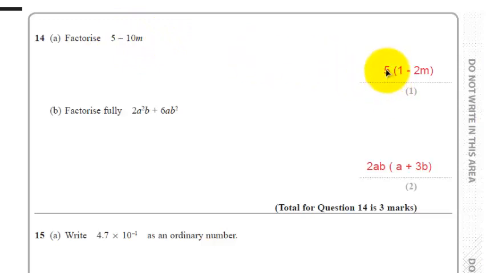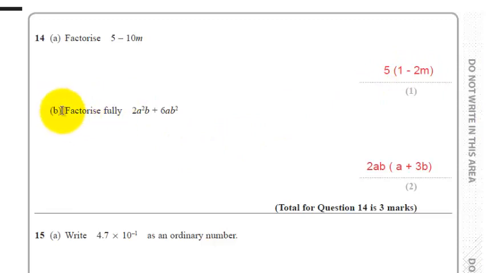We then say what do you multiply 5 by to get the first number, which is 5. So 5 times 1 is 5, and then what do we multiply 5 by to get to minus 10m, which would be minus 2m. 5 times minus 2m is minus 10m.